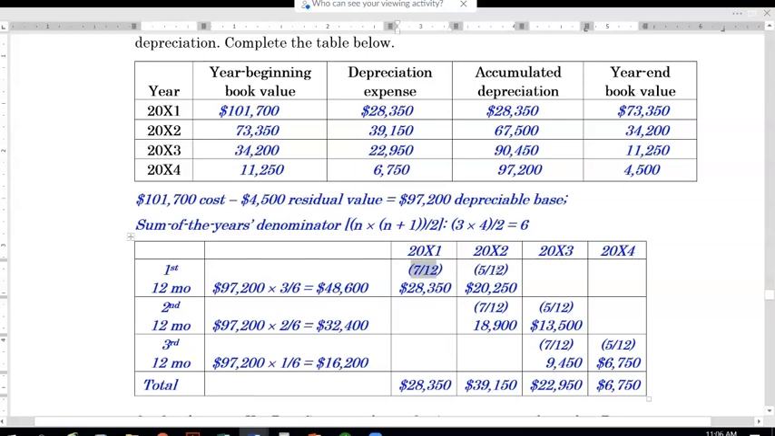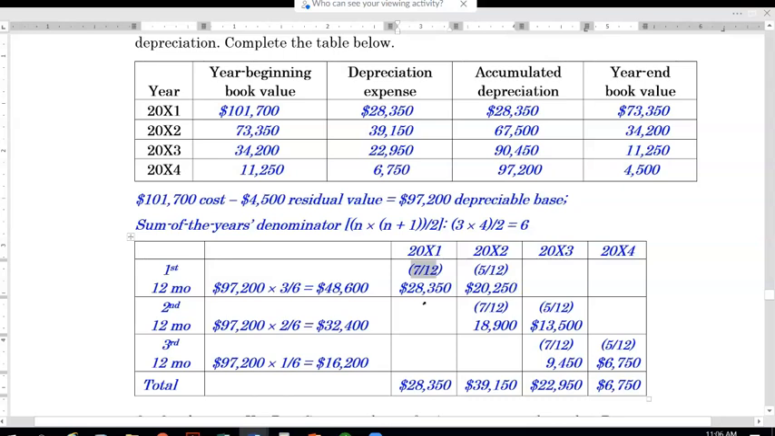In year 2, we have 48,600, right? Which 5 months still is left to take care of. So we take care of that 5 out of 12 times 48,600 that is remaining from year 1, which ends up to be 20,250.